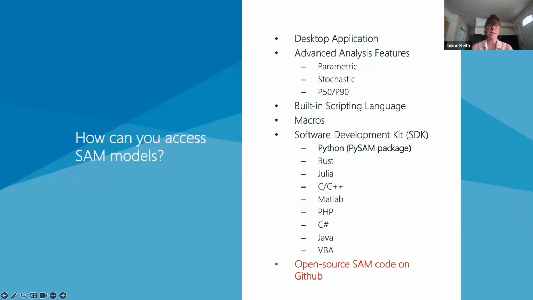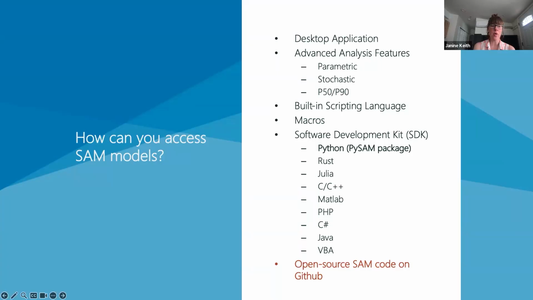allow people to extend the usage of the desktop tool easily and then share those extensions with other folks in their company. But we also provide a software development kit in a variety of languages. The most popular right now is our Python PySAM package, but you can see there's a whole list of other programming languages through which folks can access the SAM model.